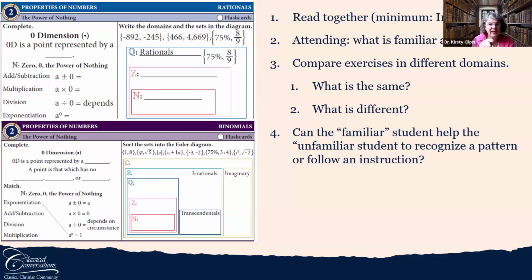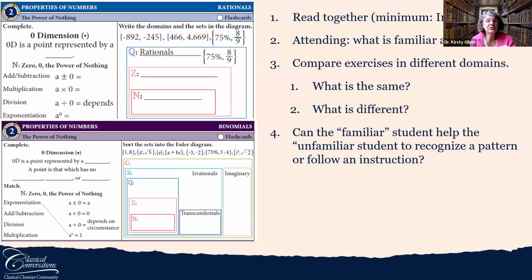Oh, wait, N matches with naturals and Z matches with integers and Q matches with rationals. I wonder if those are symbols that represent those, right? So this is a great way to take something that is unfamiliar, and somebody who says, well, I'm a little bit familiar with this, and let them compare and talk.